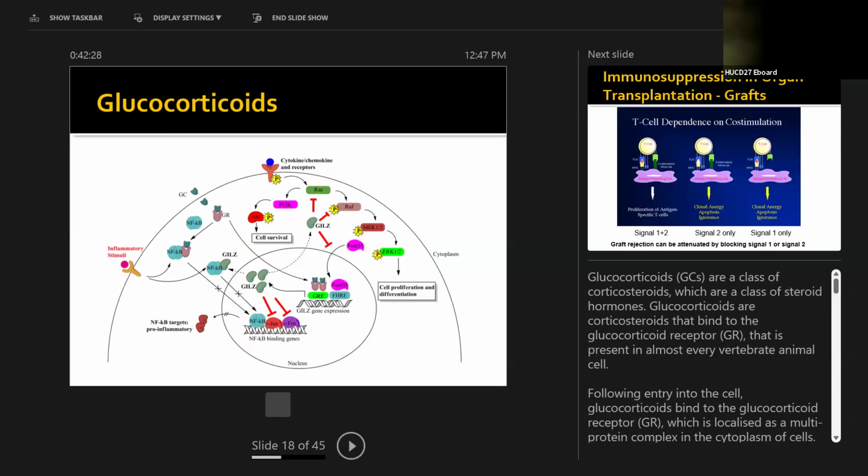Okay, and I think I have a slide like that. Now, the glucocorticoids are important, as you can see from this slide. They're important in cell survival. They're important in cell proliferation and differentiation. They are important in terms of NF-kappa B targets. They're pro-inflammatory as well. They can be anti and pro. That's the tricky part about glucocorticoids. That's why I put them by themselves, because they can be anti and pro as well. So they can be both. You can produce an inflammatory response, or you can produce against an inflammatory response, right?